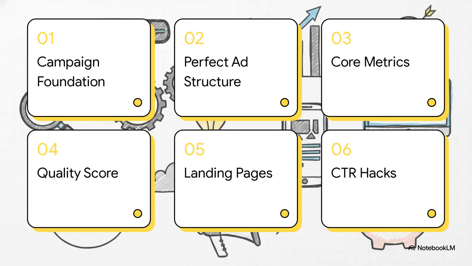To fix all that, here is our Zero to Pro blueprint for today. We'll start by laying the campaign foundation. Then we'll build the perfect ad structure. From there, we'll decode the core metrics, uncover the secrets to winning the quality score, explore high-converting landing pages, and we'll finish up with elite CTR hacks for profit.